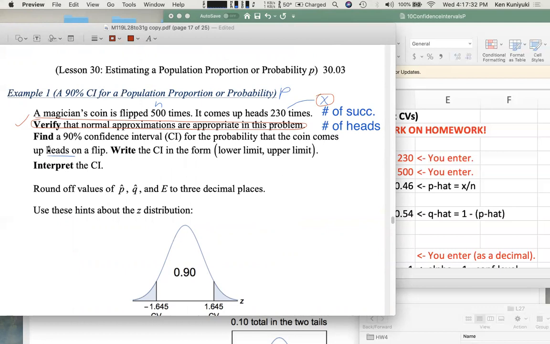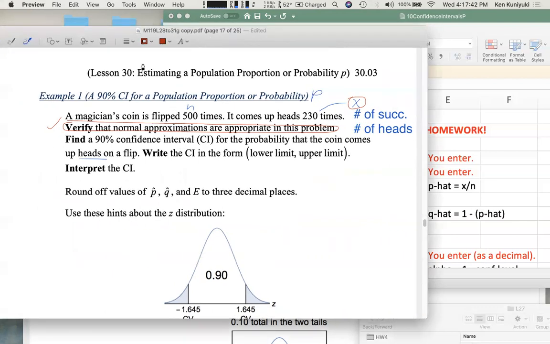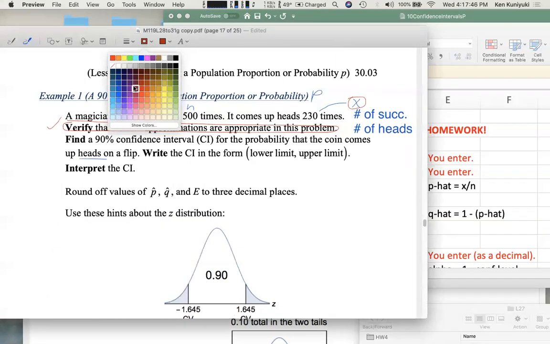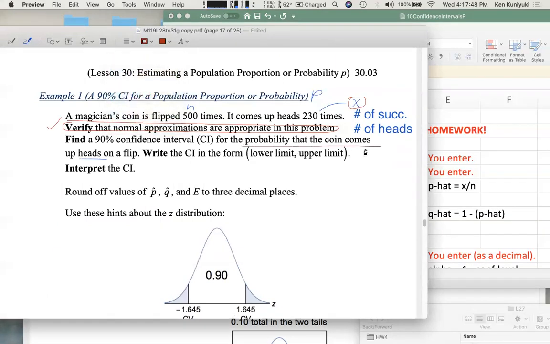Okay, now this is the long-term thing: find a 90% confidence interval, or CI, for the probability that the coin comes up heads on a flip. We're defining that to be P. I'll put that in purple. So the probability that the coin comes up heads on a flip, we're defining that to be P. It's the success probability, the true success probability. This is a population parameter.